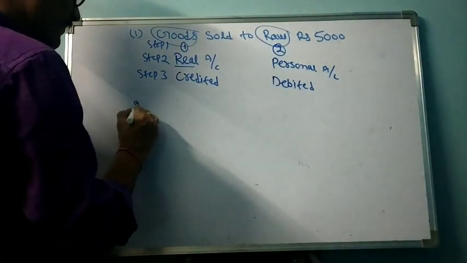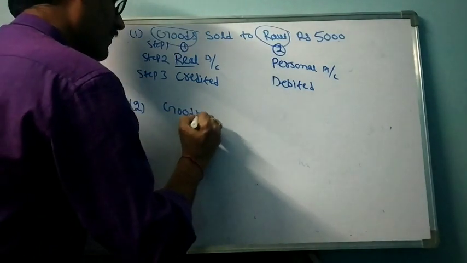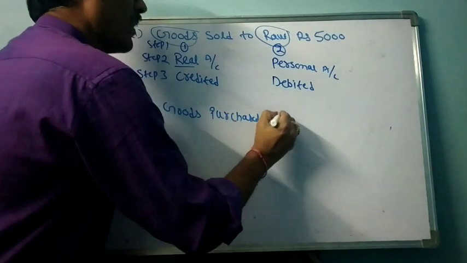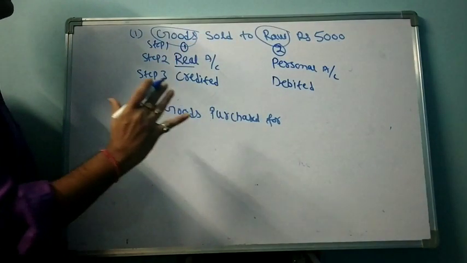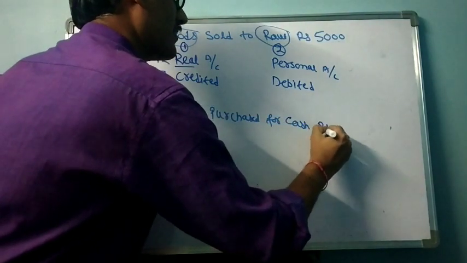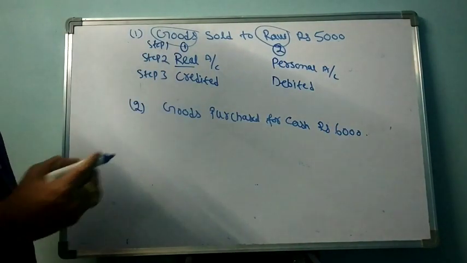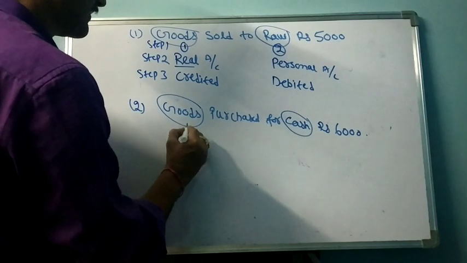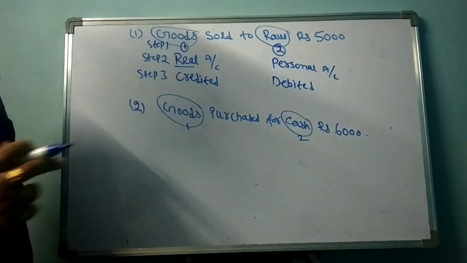Now, second example I am taking here. Goods purchased for cash, rupees 6,000. We will see how to write the journal entry in the next class. First, try to identify which account should be debited and which account should be credited. Now again step number 1, identify the number of accounts. Goods is one account, cash is second account. So you identified that there are 2 accounts involved in this transaction.